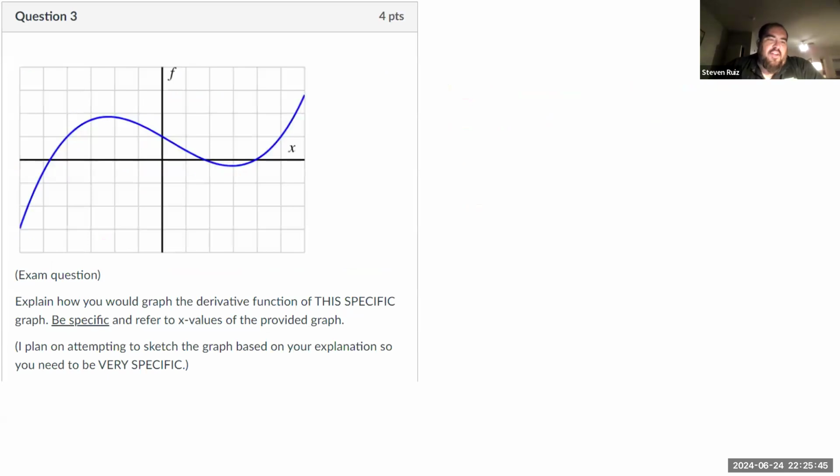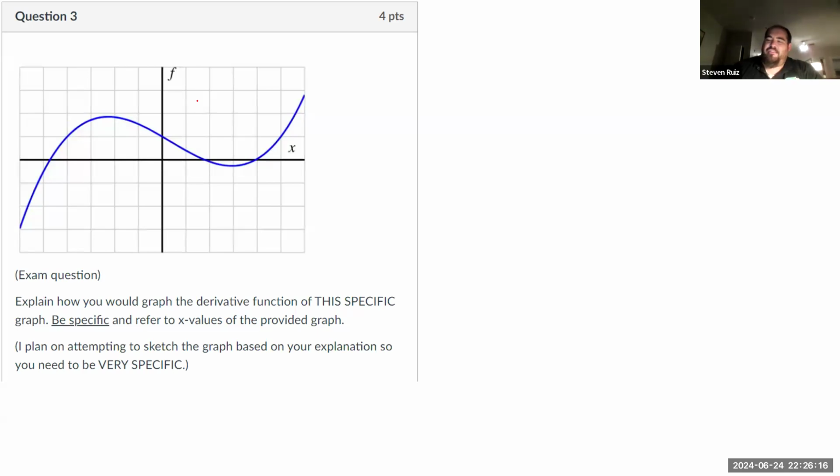Ooh. And finally, question 3. This is another one where, it's not that I was lenient, but I gave full credit or close to full credit for a lot of different answers because there's a lot of different ways to answer this question. So explain how you would graph this derivative function. So I've given you a graph of function f with respect to x. Verbally explain to me how you'd graph the derivative. Again, lots of ways to go about this.